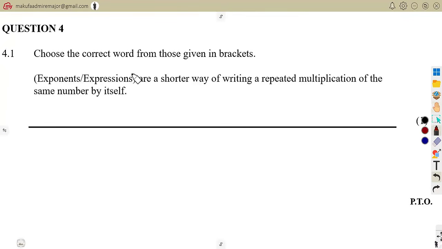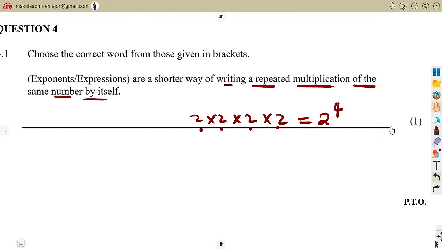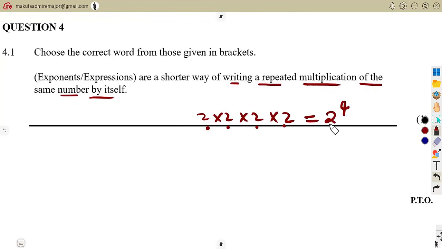Choose the correct word from those given in brackets. Exponents or expressions are a shorter way of writing a repeated multiplication of the same number by itself. 2 times 2 times 2 times 2: 1, 2, 3, 4. 2 is multiplying itself 4 times, which is 2 to the power of 4. Which part is it? This is part of exponents, not expressions. So the best answer there was supposed to be what? Exponents.